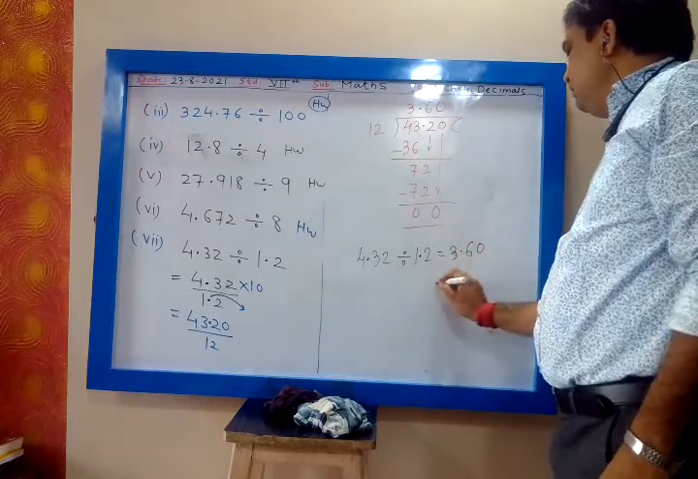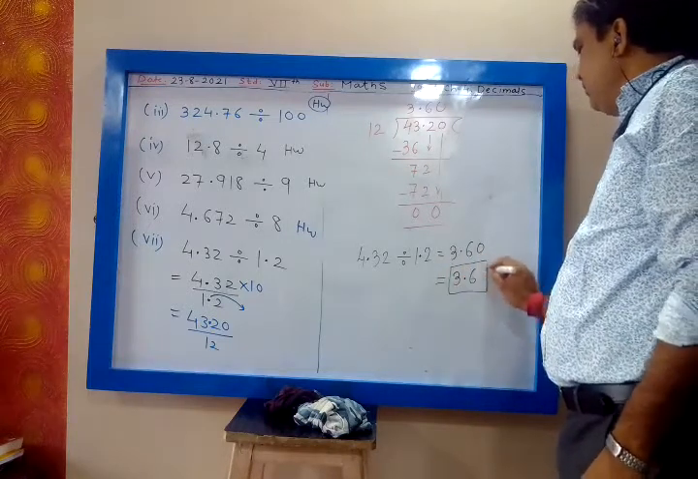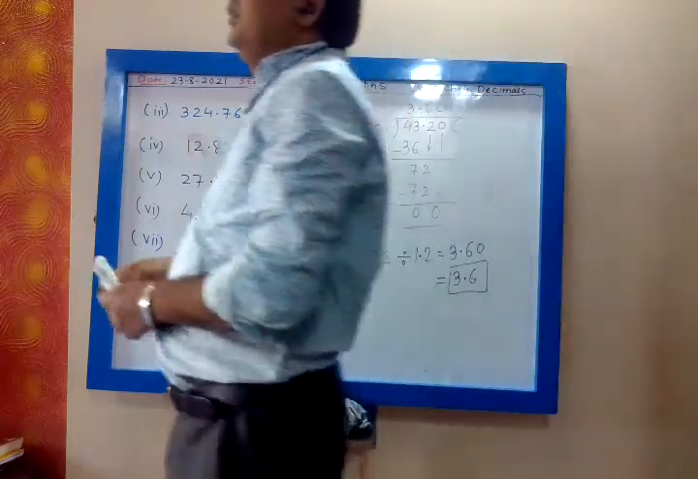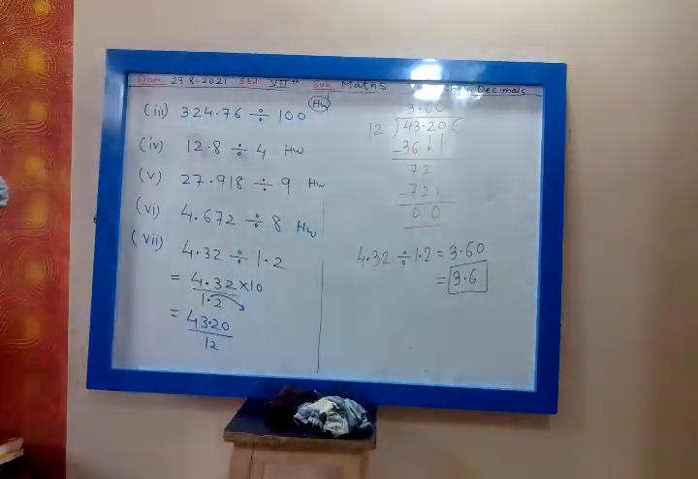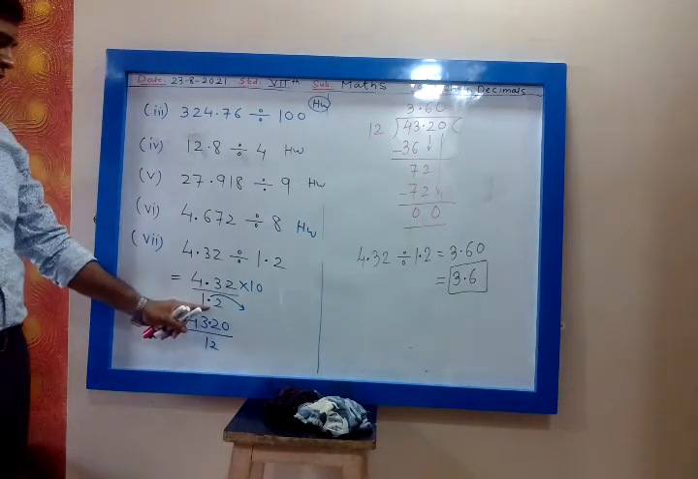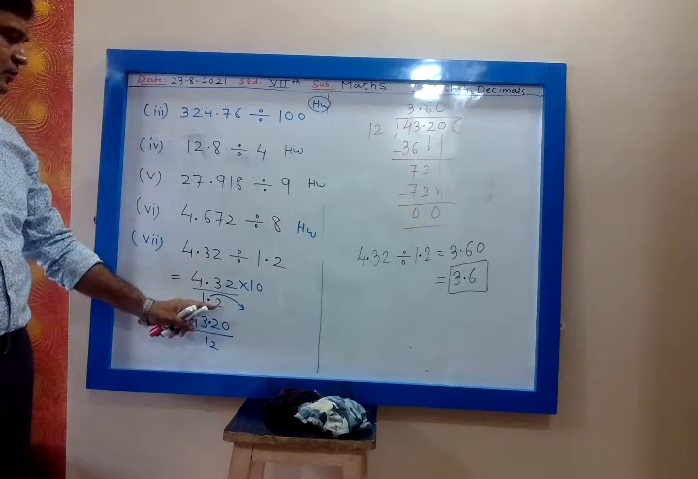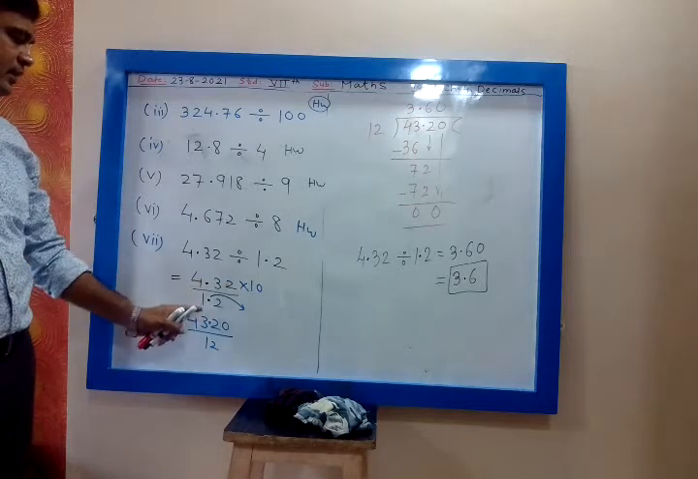3.60 is the same as 3.6. Okay. 3.60 same as 3.6, my dear. Whether you say 3.60, you have to remove the decimal of the denominator. So after the decimal one digit, so multiply by 10 in the numerator and remove that decimal.